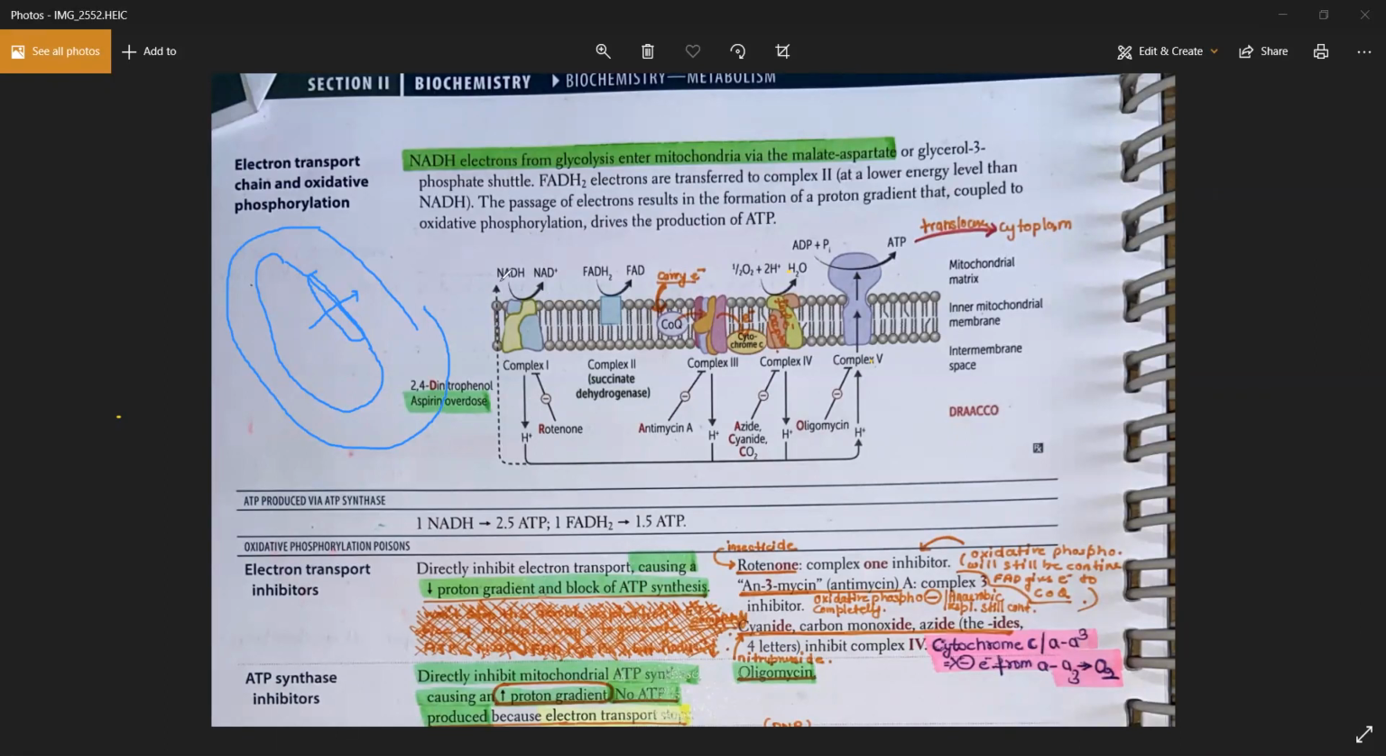Okay, you should know the inhibitor of this complex, which is rotenone. Rotenone has a 1 in its name, so you can remember the name easily, rotenone 1. It inhibits complex 1.